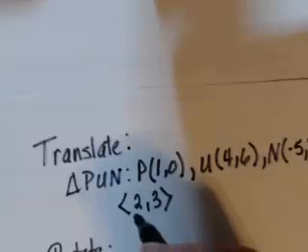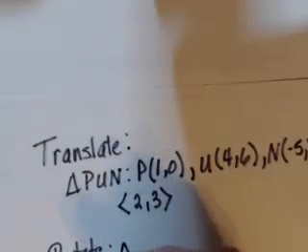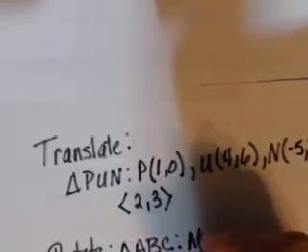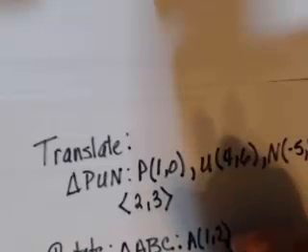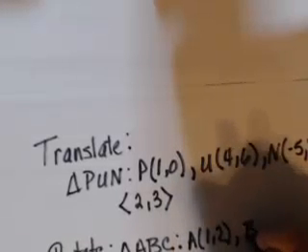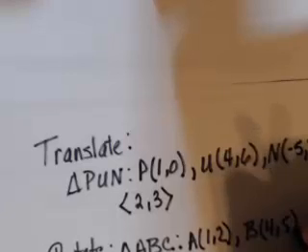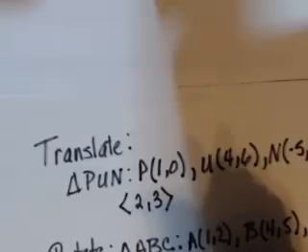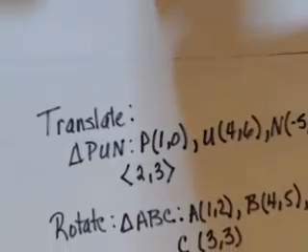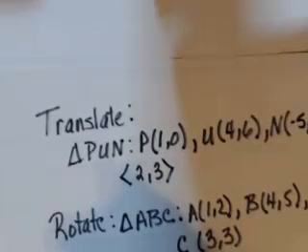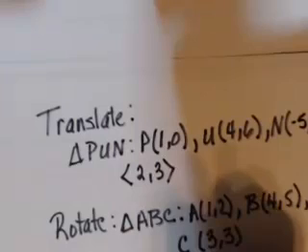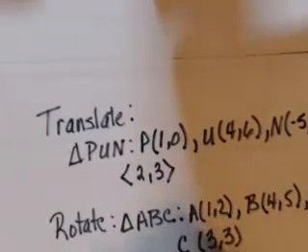I want you to do a rotation for triangle ABC, where A has the ordered pair 1, 2, B has the ordered pair 4, 5, and C has the ordered pair 3, 3. I want you to go counterclockwise 70 degrees.